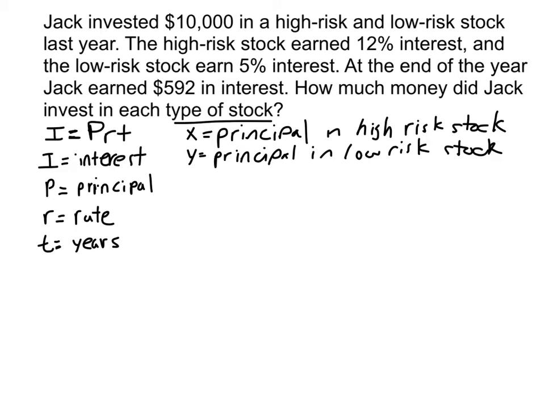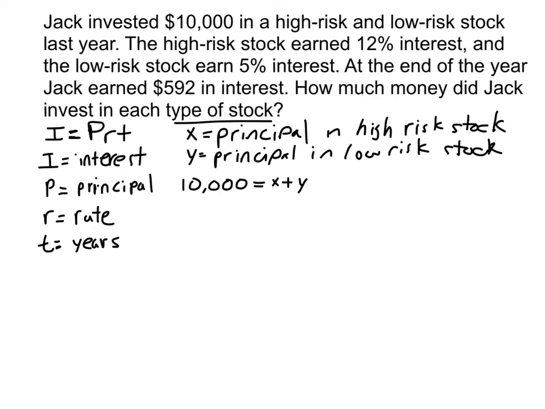Okay, so in the first sentence it says Jack invested $10,000 into these two different types of stock. So we know that if you were to add X and Y, you should get $10,000, because he put in $10,000. So $10,000 equals X plus Y. That's the first equation from the first sentence.